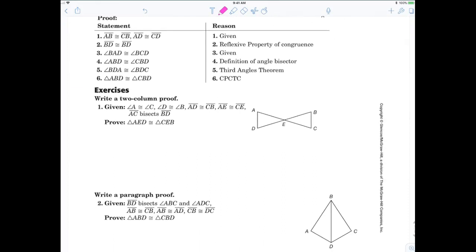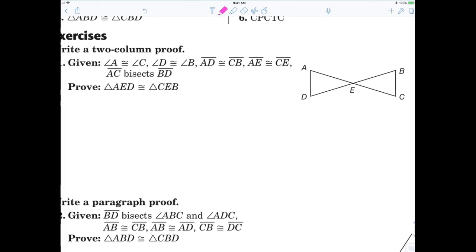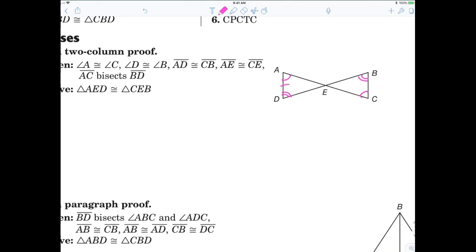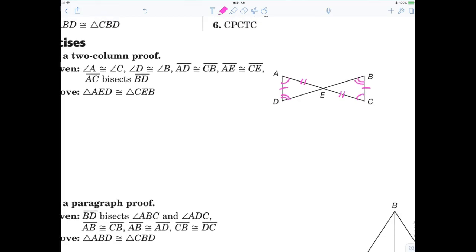I want to write the proof here for question number one. So again, let's mark everything. All right, A is congruent to C, D is congruent to B, AD is congruent to CB, and AE is congruent to CE, and AC bisects DB. If AC bisects DB, what can you tell me? Yes, that's exactly right. These three. Is everybody with me?